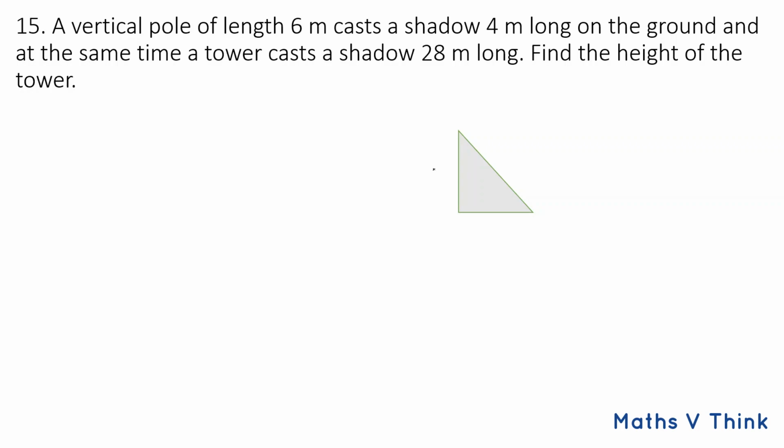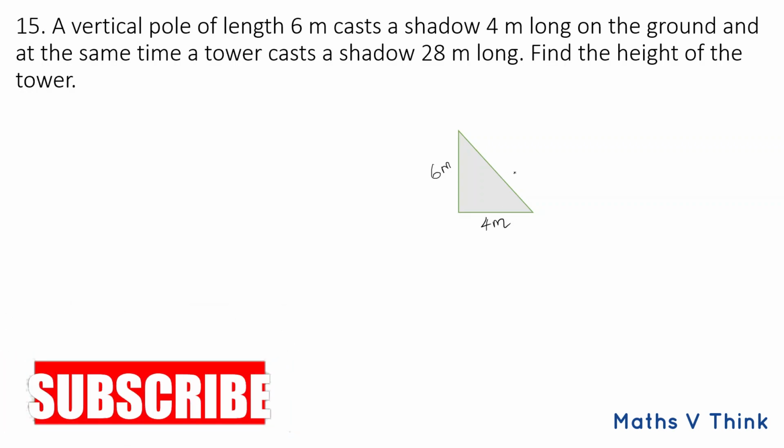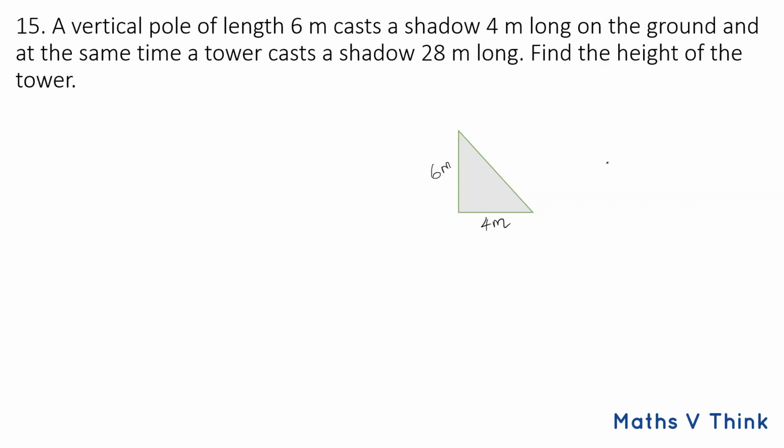In the first case they gave the vertical pole is 6 meters. So this is 6 meter, and same way the shadow is 4 meter. And also they gave a tower whose shadow is 28 meter, and we need to find the height of the tower. So we'll name the triangles as A, B, C and P, Q, R.